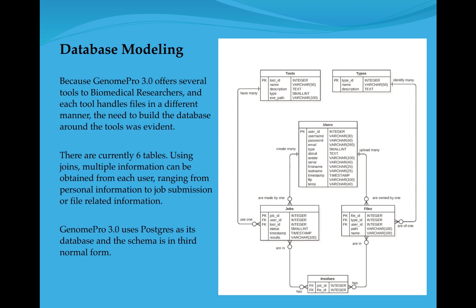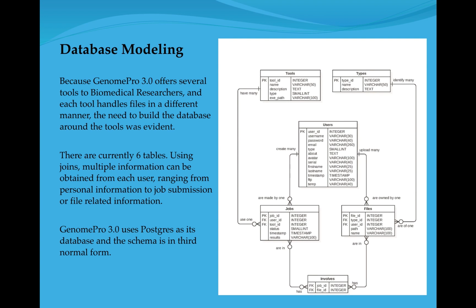So database modeling. GenomePro is very heavily structured around the tools because the tools are the core of GenomePro. GenomePro currently has 6 tables: a jobs table, which is probably one of the most important tables, which is where all of the jobs get executed; a files table, which is where all of the users' files are stored; a users table for keeping track of all of the users; involves, which is just a joint table for joining jobs and files and which jobs involve which files; the tools table for keeping track of all of the tools at our disposal; and the types table, which is just an accessory table.